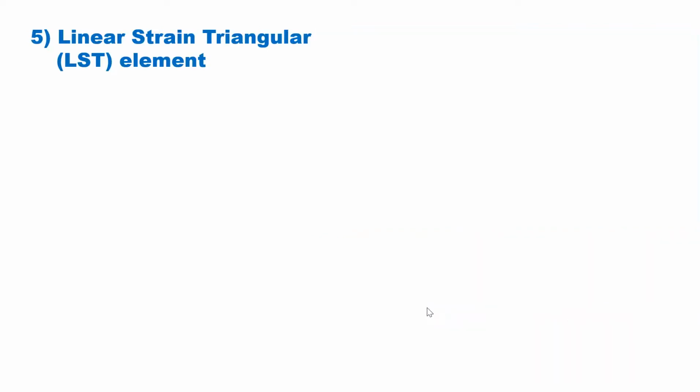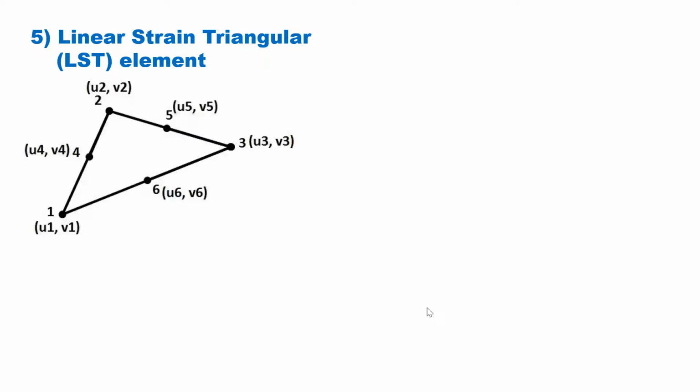Next element is the linear strain triangular element, LST element. The only difference between CST, the constant strain triangular element, and LST, the linear strain triangular element, is that in CST there are only 3 nodes, and in LST there are 6 nodes. So in addition to the 3 corner nodes, there are 3 more nodes at the center of the edges of the triangle.